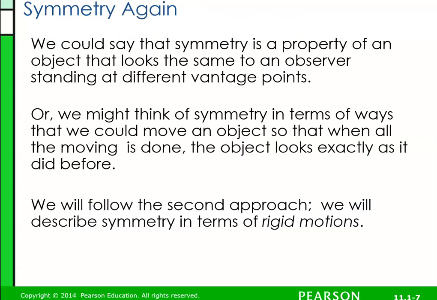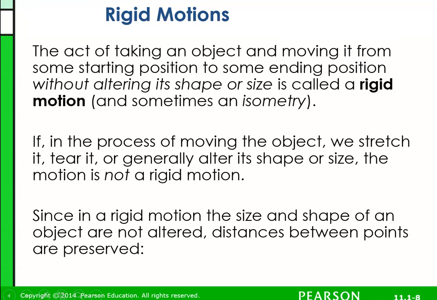Okay, we could say symmetry is a property of an object that looks the same to an observer standing at different vantage points. We might think of symmetry in terms of ways that we can move an object so that when all the moving is done, the object looks exactly as it did before. We might follow the second approach a little bit more, in terms of rigid motions. Rigid motion: the act of taking an object and moving it from some starting position to some ending position without altering its shape is called a rigid motion. Sometimes isometry. We'll just refer to it as rigid motion.